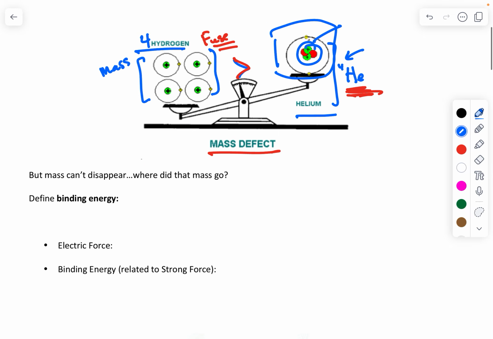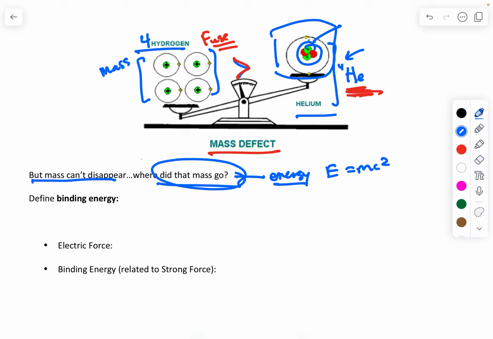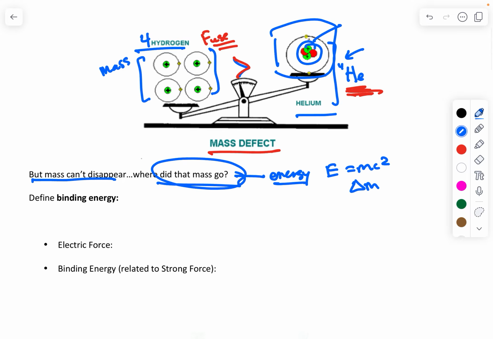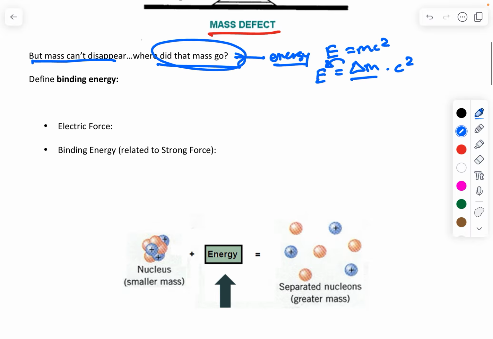So it begs the question, well, mass can't just disappear. Where did this mass go? The simple answer to this missing mass is that it went to become energy. It became energy via this equation, mc squared. So if you find this missing mass, which is delta M, you can actually figure out how much of it was turned into energy. Okay, so that's the idea here.